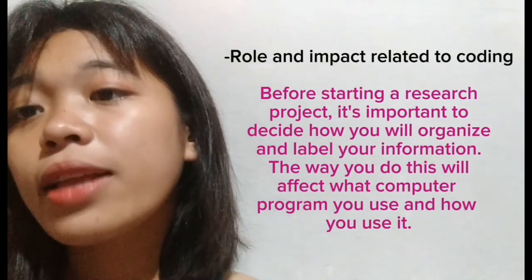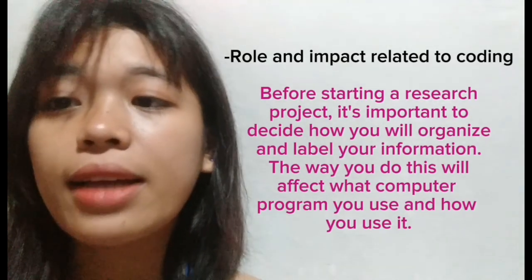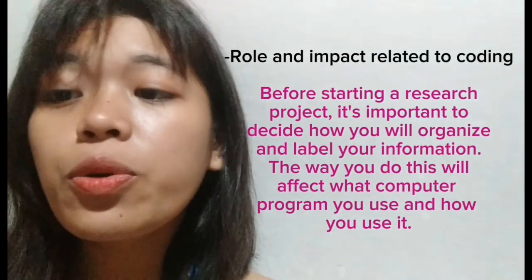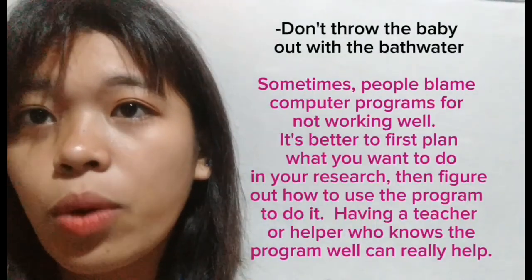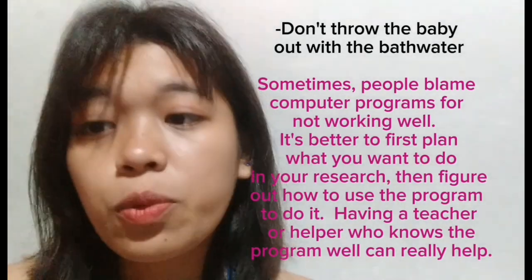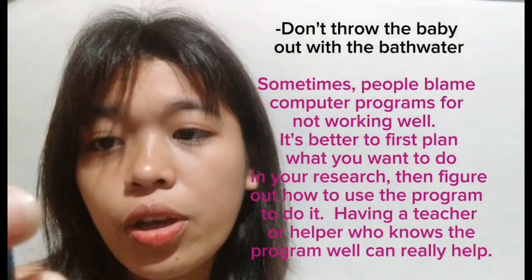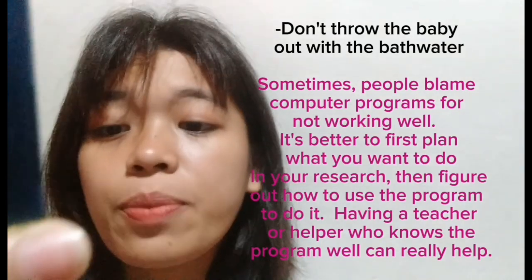Next is rule and impact related to coding. Before starting a research project, it's important to decide how you will organize and label your information. The way you do this will affect what computer program you use and how you use it. Next is don't throw the baby out with the bathwater. So sometimes people blame computer programs for not working well. It's better to first plan what you want to do in your research. Then figure out how to use the program to do it. Having a teacher or helper who knows the program can really help.